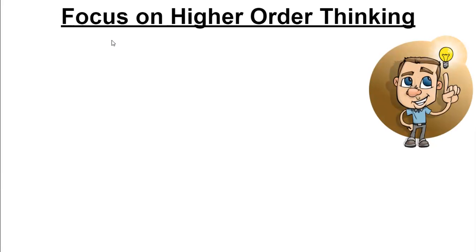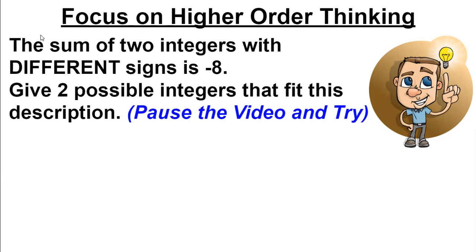Okay, how did you do on those mixed positive and negative numbers? Let's focus on some higher order thinking. The sum of two integers with different signs is negative 8. Give two possible integers that fit this description. Pause the video, give it a try. You have to come up with two numbers that add together to give you negative 8, and they have to be different signs. So one has to be positive and one has to be negative.